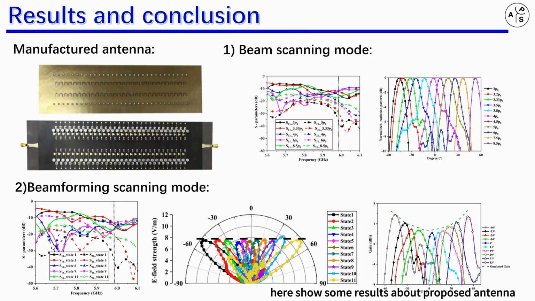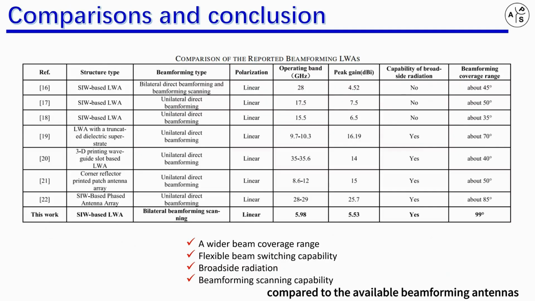Here are some results about the proposed antenna, and it is found that beam scanning and beamforming scanning functions can be realized. Moreover, compared to the available beamforming antennas, the proposed antenna has capabilities of a wider beam coverage range, flexible beam switching, and broadside radiation, which makes it a preferable candidate for future smart wireless communication. Besides, the antenna proposed in this communication has two beam scanning capabilities simultaneously, which can provide users with more choices of scanning schemes for applications in complicated environments.